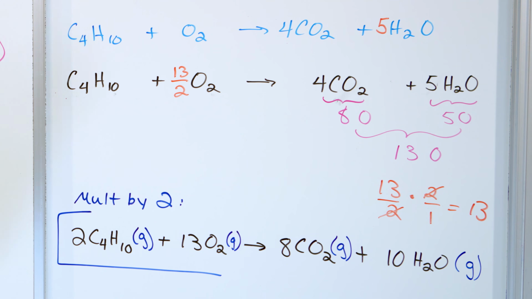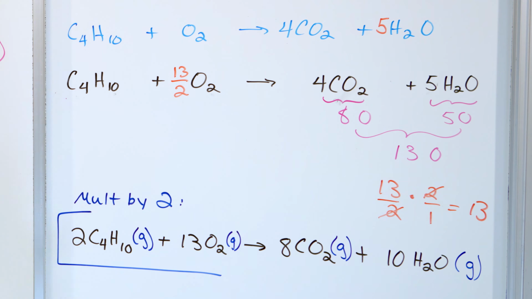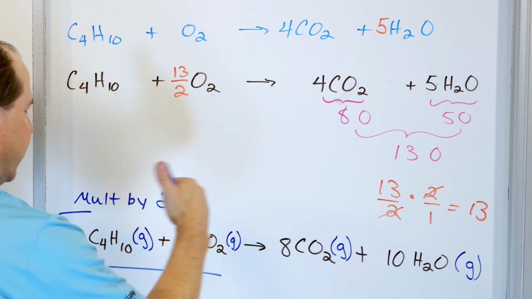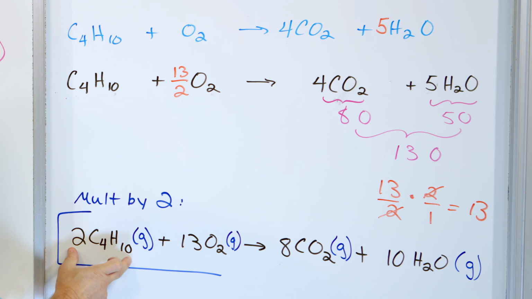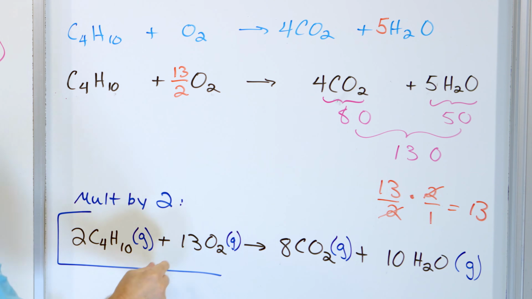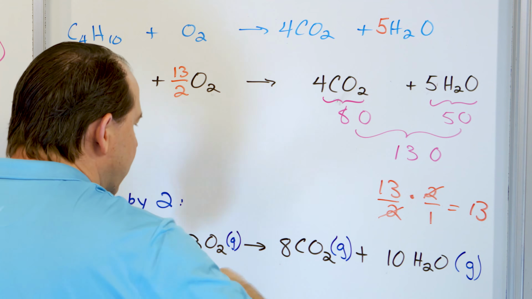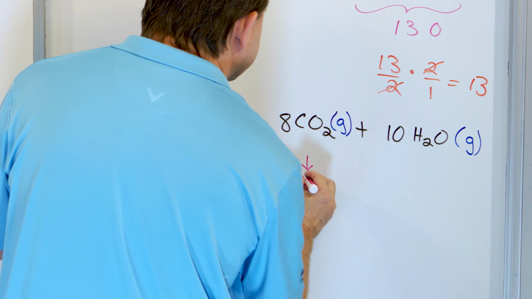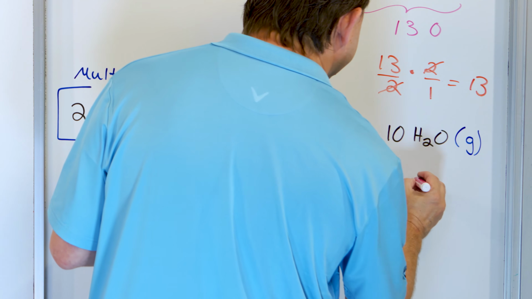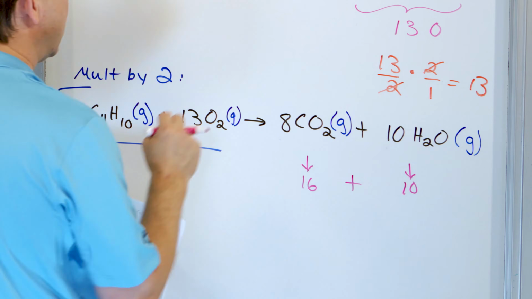Now let's check it, because when we get to the final answer with whole numbers, we should have a balanced chemical reaction. So 2 times 4 is 8 carbons, and over here we have 8 carbons. That's good. 2 times 10 is 20 hydrogens. That means 10 times 2 here is 20 hydrogens. That is balanced. 13 times 2 is actually 26 oxygen atoms. And then from here, you're going to have 16 from here, because 8 times 2 is 16. And then 10 times 1 is 10 from here. And what did we say? 13 times 2 is 26. When we add these together, we're going to get 26 oxygen atoms.